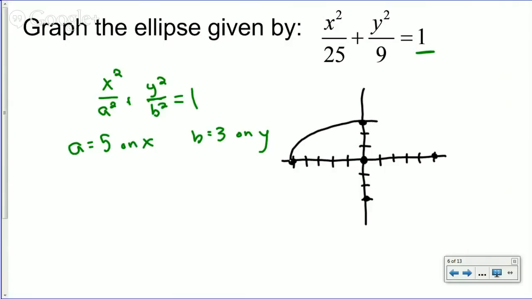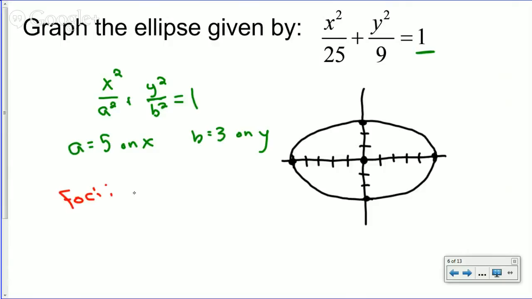And we will draw our ellipse connecting those 4 points. And that's the graph. Now there's one other point that we may want to know, and that's the foci.